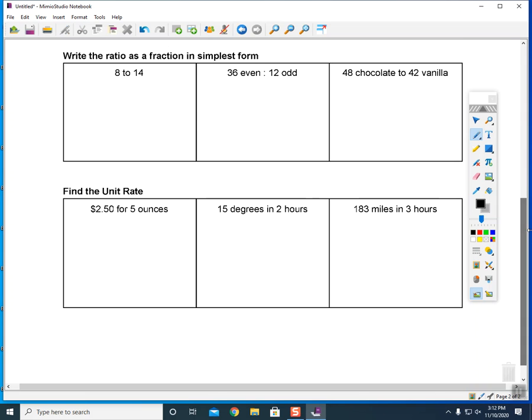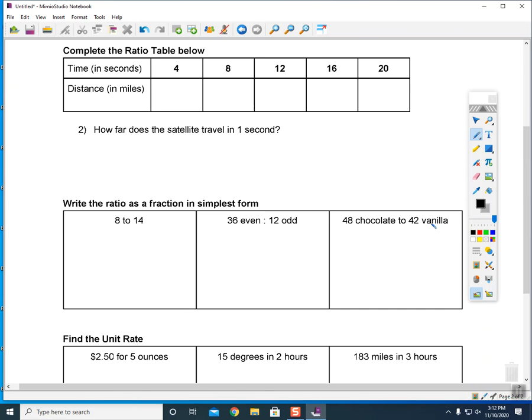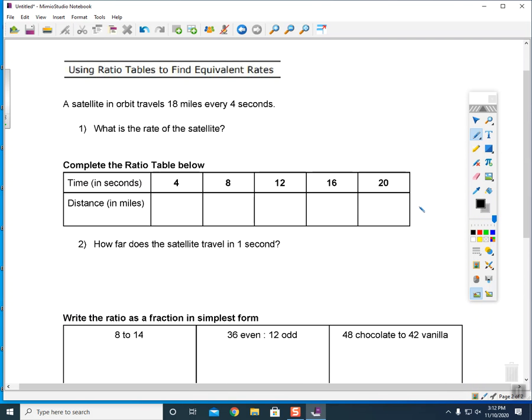We're going to do some examples of these. So there's a couple ways that we deal with rates. One of the best ways to figure out equivalent ratios is to use a ratio table. So we have a satellite in orbit, travels 18 miles every 4 seconds. So first it's asking me what is the rate. So it's not asking me what's the unit rate yet, it's just asking me what is the rate, what am I given?